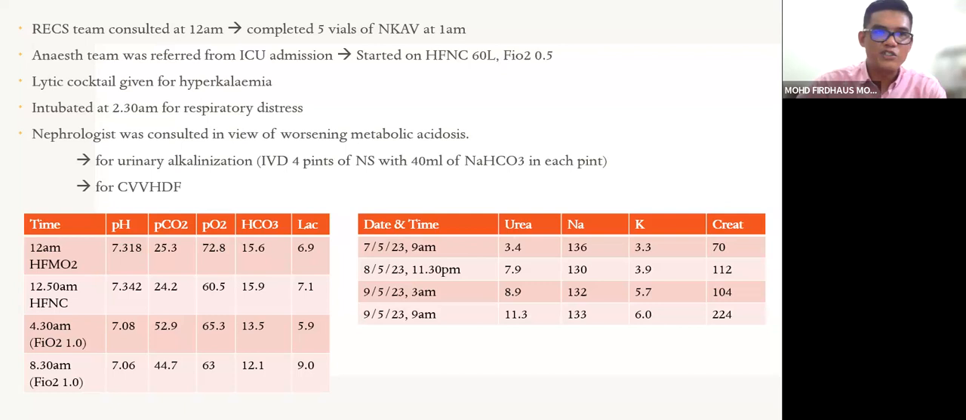For respiratory distress. Given the worsening metabolic acidosis, nephrologist was consulted, and patient was planned for urinary alkalinization and later for CVVHDF as well. Next.